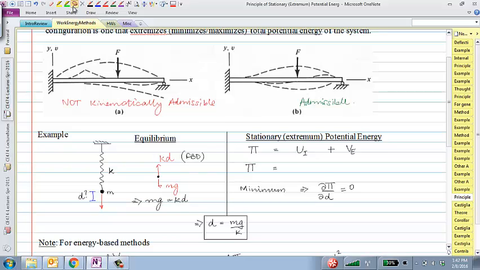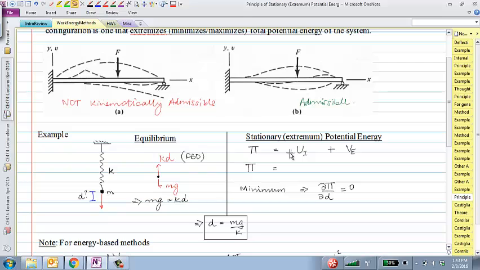Now, on the other side of this approach is the principle that I just talked about, the principle of stationary potential energy. Here, we are not going to make use of any Newton's laws or equilibrium or anything. We'll just simply use this principle that minimum potential energy of the system is the equilibrium configuration, and let's see if we come up with the same result.